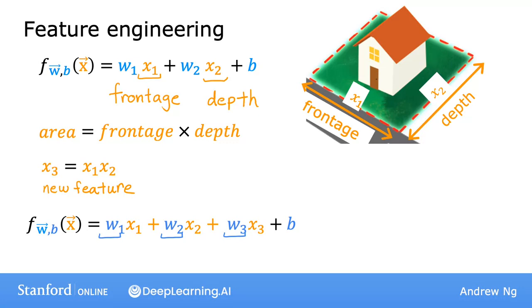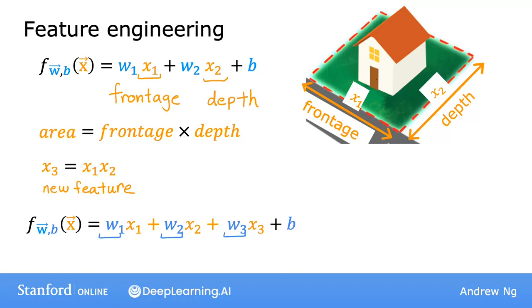so that the model can now choose parameters w1, w2, and w3 depending on whether the data shows that the frontage or the depth or the area x3 of the lot turns out to be the most important thing for predicting the price of the house.